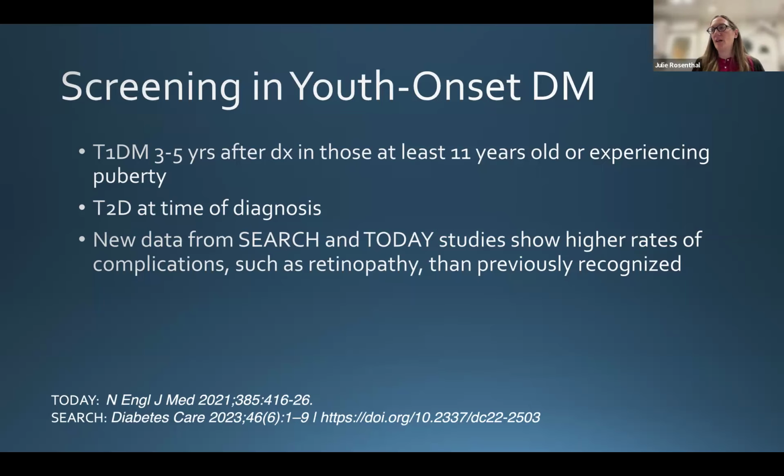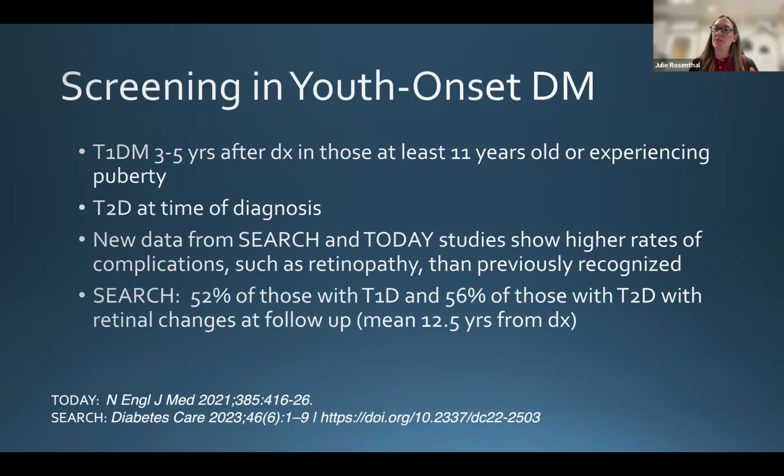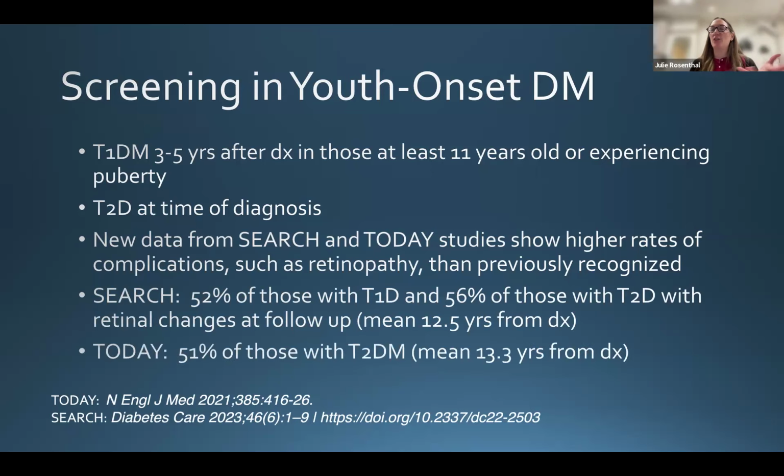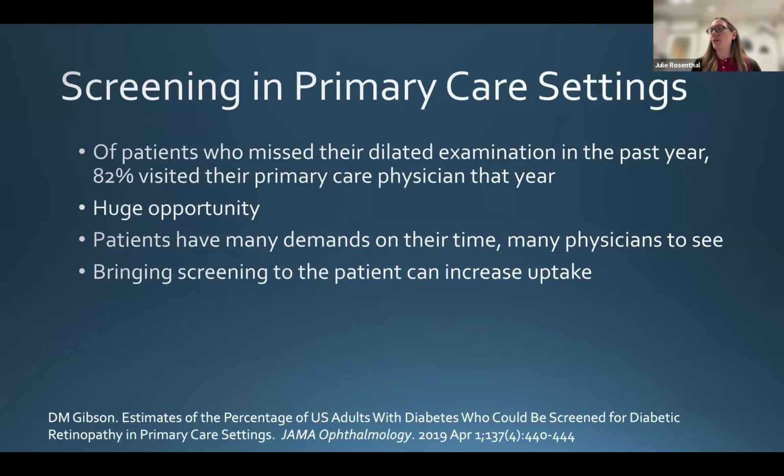But new data from these large studies show that higher rates of complications such as retinopathy are present more than we previously recognized. The SEARCH study and the TODAY study showed about 50% of people have some amount of retinopathy at 12 to 13 years from diagnosis. So this is actually more prevalent than we used to think. And certainly with type 2 diabetes going up in prevalence in our youth, this is something we need to pay attention to. So again, screening in primary care settings can be a really great way of finding retinopathy.